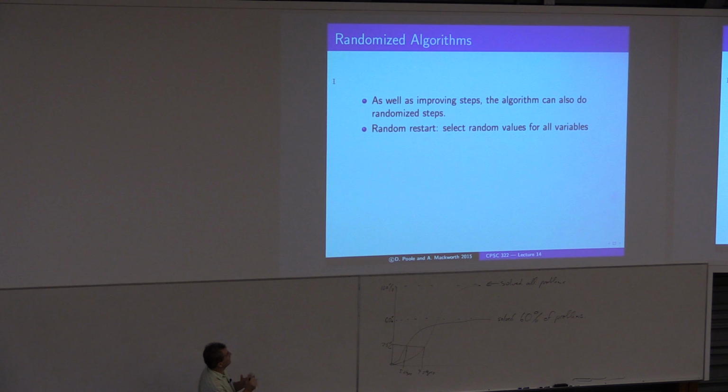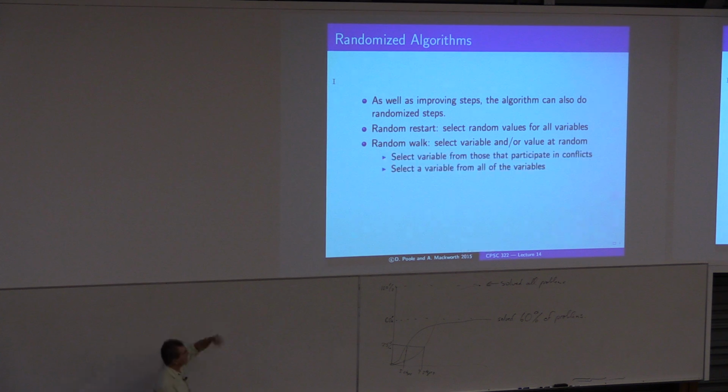So what we can do is also randomized steps. You could do a random restart of values. Instead of running this algorithm a number of times, we could reselect values for all variables. We could do a random restart. And the other thing we could do is a random walk. We can select variables and/or values at random. Here a random walk means we could either select a variable from those that participate in conflicts, or we could select a variable from all of the variables. So we can do randomized walks instead of just optimizing things.